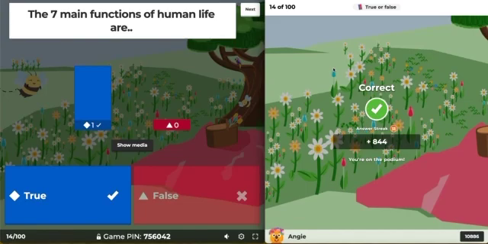We also have movement. We also have development in regards to differentiation. That's when we change. We also have growth, and growth can occur in three ways.